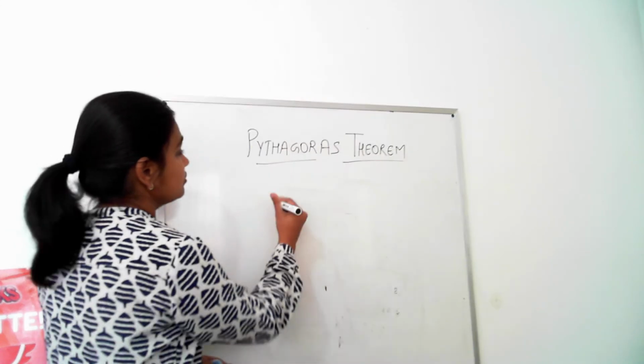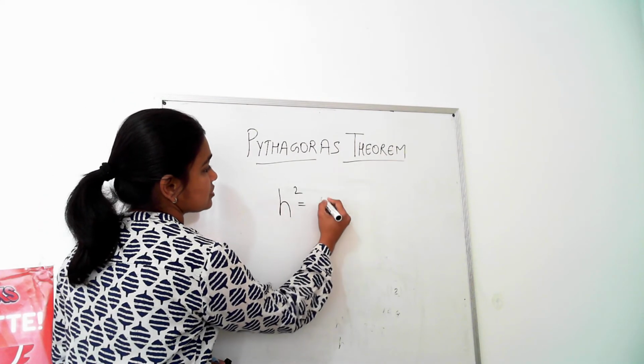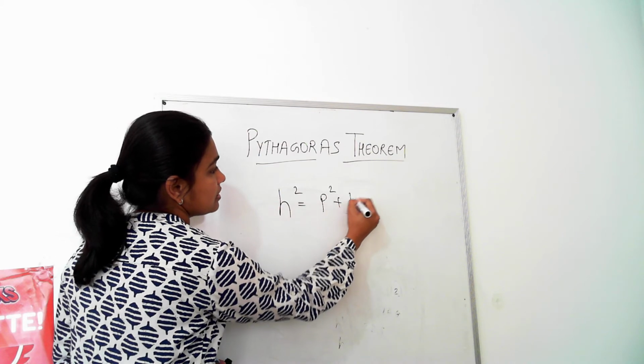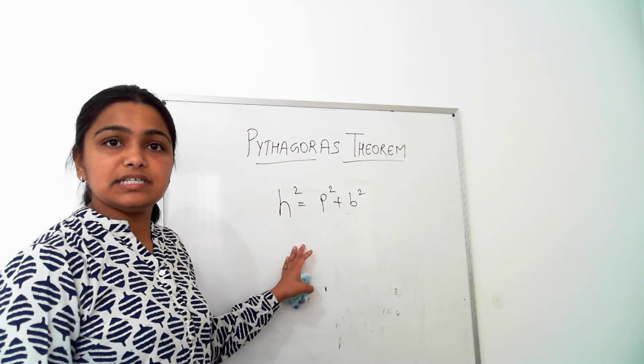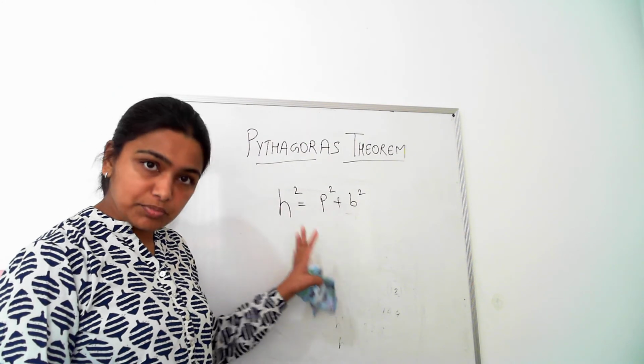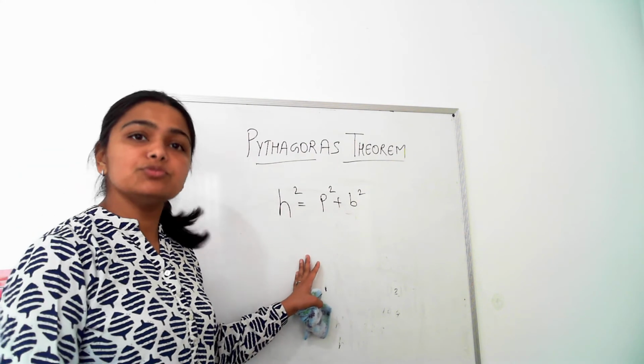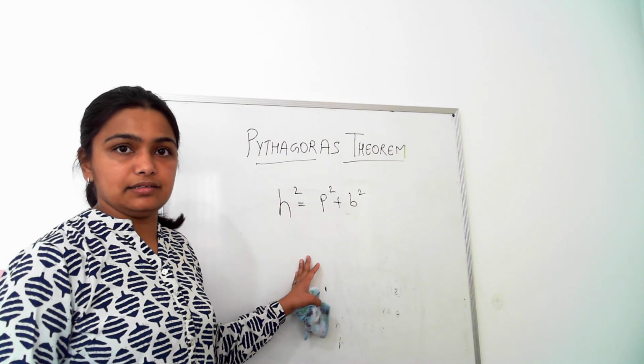I hope now you understand the basics of the Pythagoras theorem and where it can be used. It is a right angle triangle property, and it is only used when the triangle is a right angle triangle.